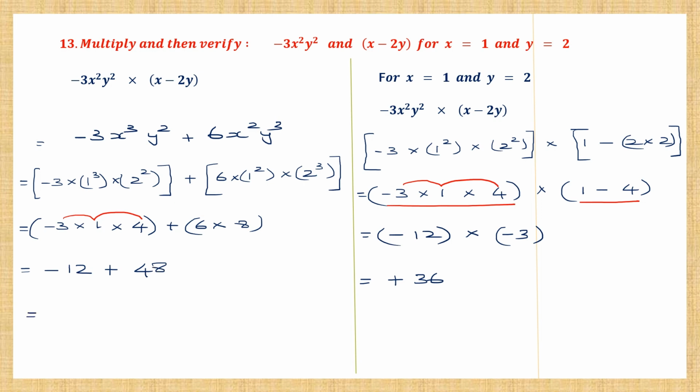Now here signs are different. Put the sign of the bigger number and subtract. 48 minus 12 is 36. So here as you can see we've got plus 36 and here also we've got plus 36. That means both the answers are the same. So we have verified this. So you can say hence verified.